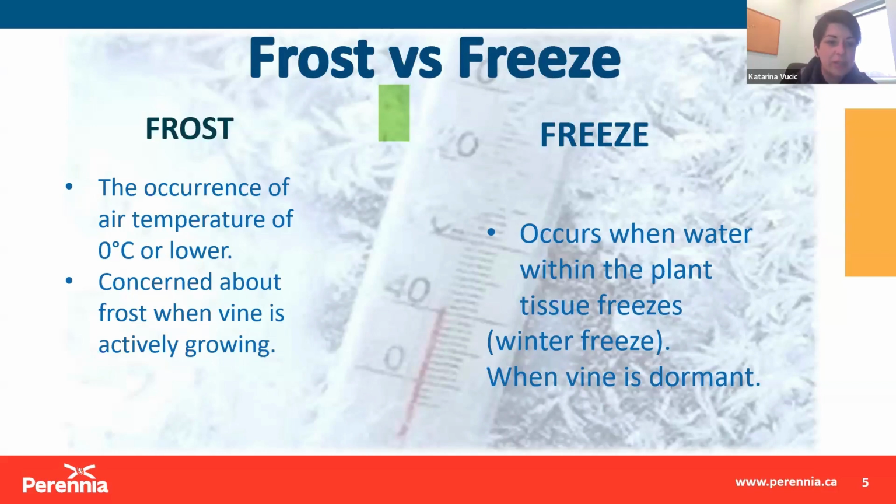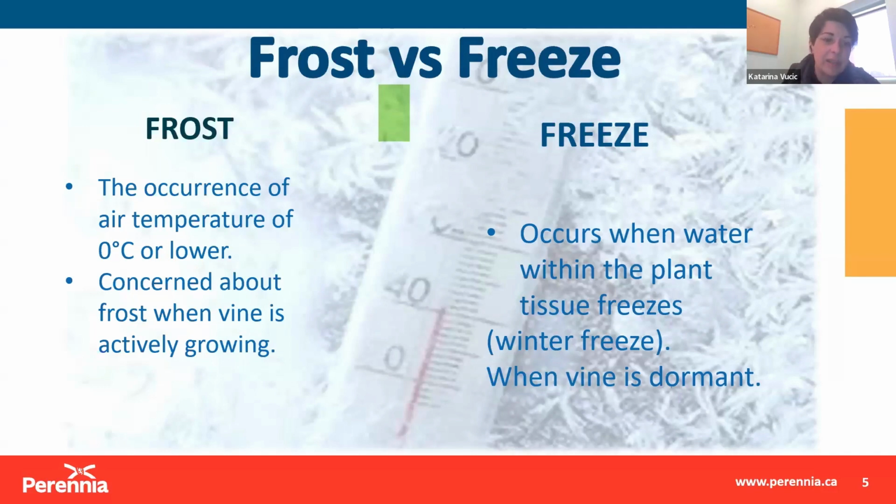So with frosts, we mean the air temperature at 0 degrees Celsius or below. Our main concern in a frost event is when the vine is actively growing. Remembering that spring is not only a time when frost occurs, fall is also a time of variable weather and unexpected temperature drops as well.